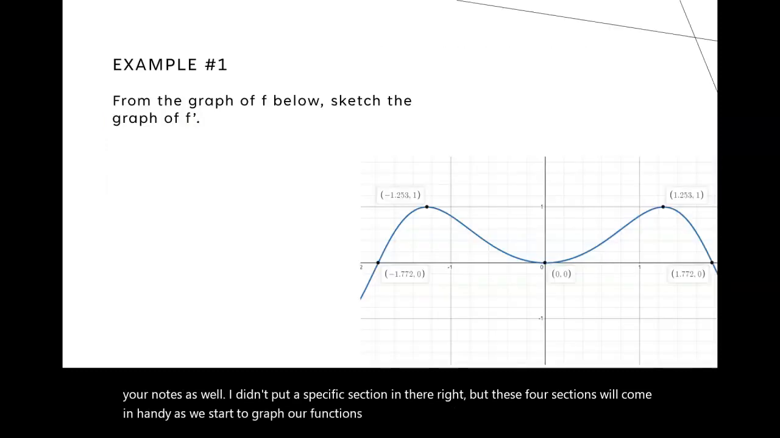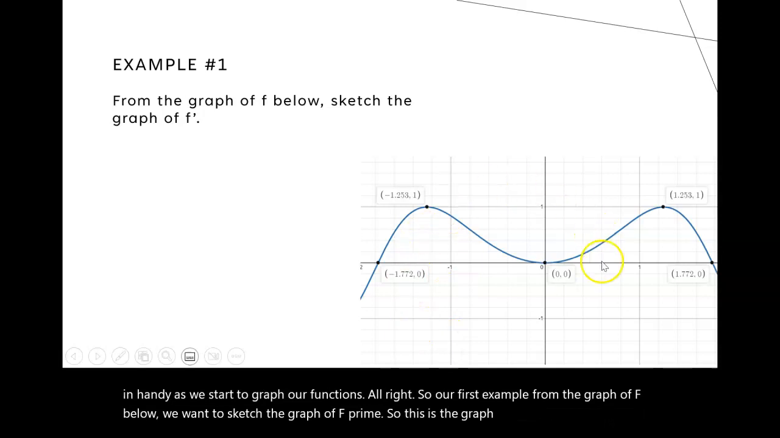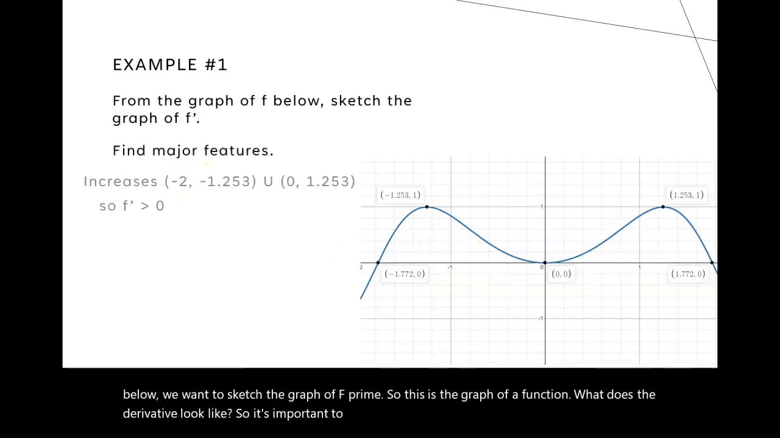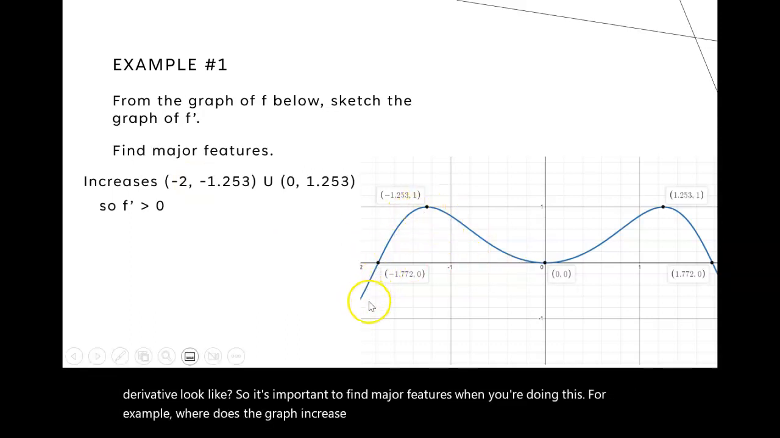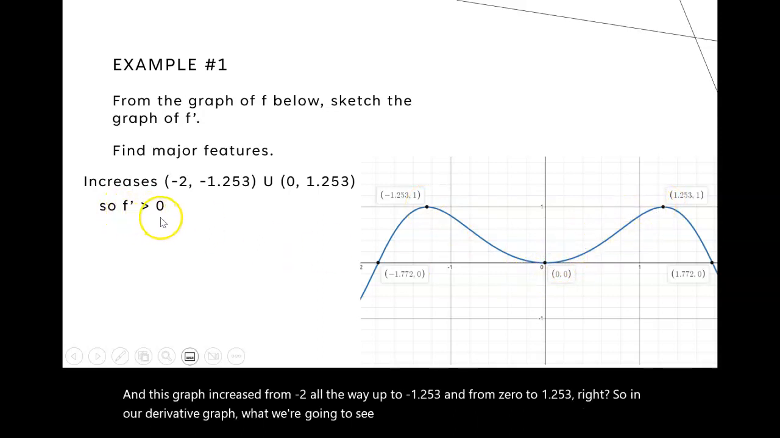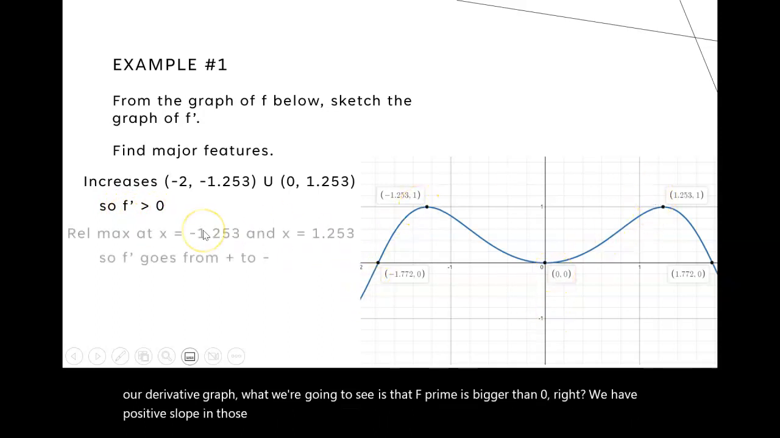All right, so our first example, from the graph of f below, we want to sketch the graph of f prime. So this is the graph of a function. What does the derivative look like? So it's important to find major features when you're doing this. For example, where does the graph increase? And this graph increased from -2 all the way up till -1.253, and from 0 to 1.253, right? So in our derivative graph, what we're going to see is that f prime is bigger than 0, right? We have positive slope in those regions.